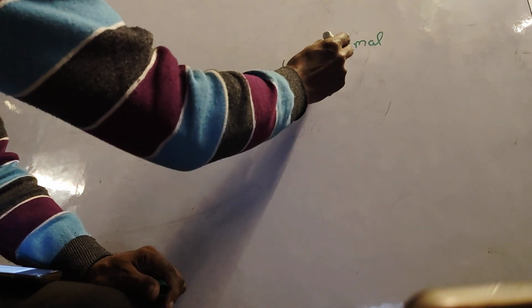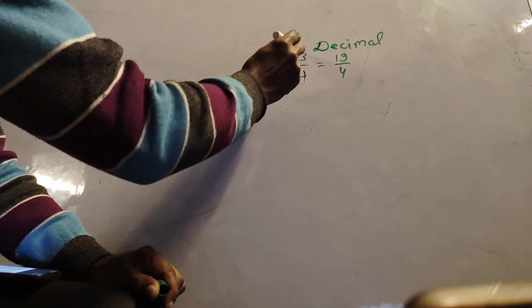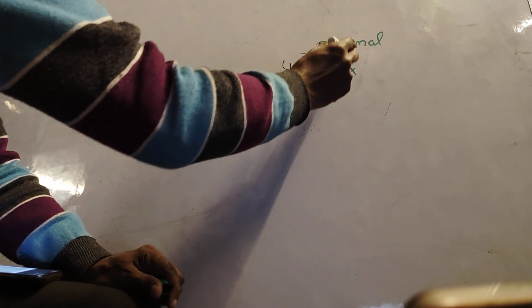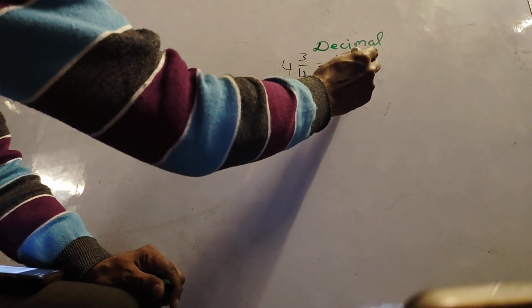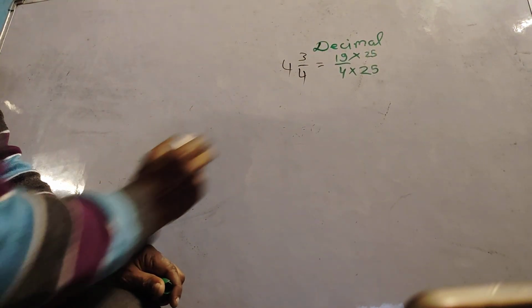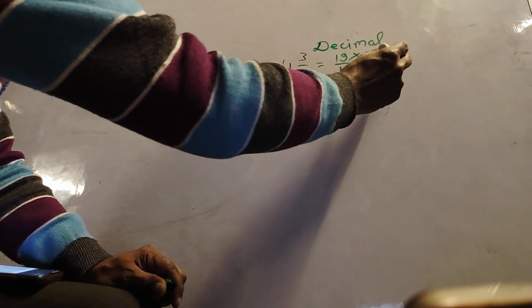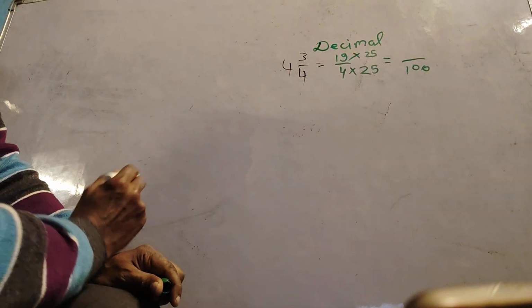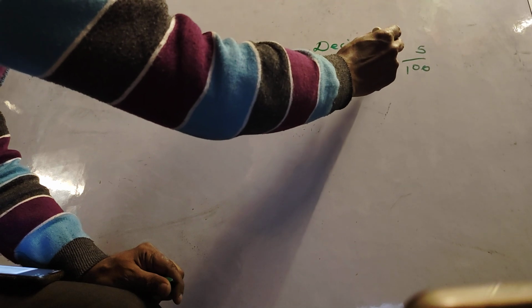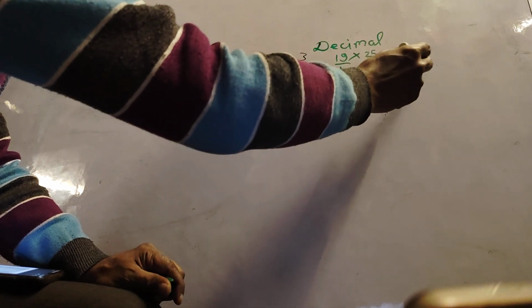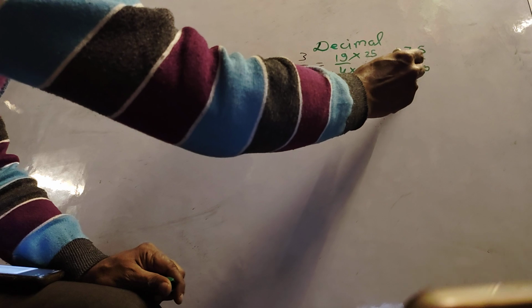So it's basically 19/4. 4 times 4 is 16 plus 3, 19. Now if the denominator is 4, in that case we multiply by 25, because 25 times 4 is 100 in the denominator. And 19 times 25: 5 times 9 is 45, 5 carry 4... the product is 475 over 100, that gives us 4.75.